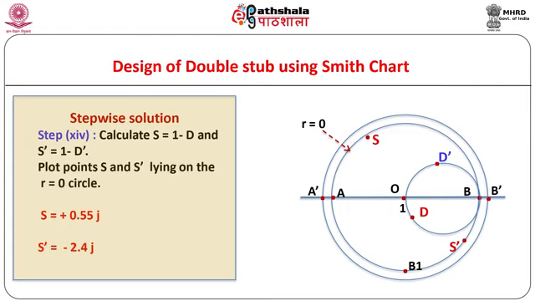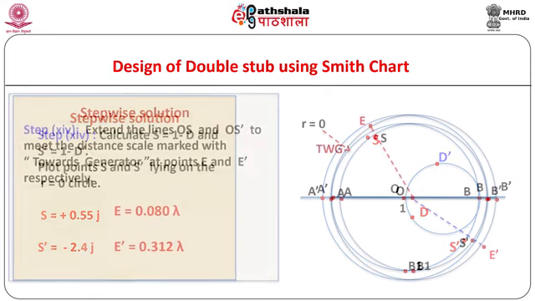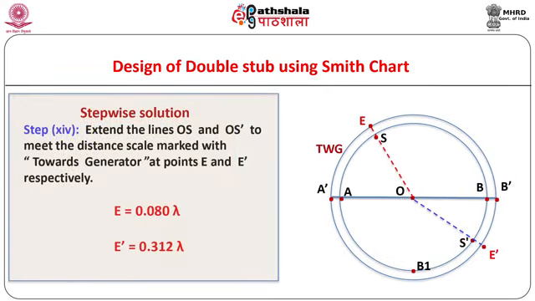Step number 14. Calculate S is equal to 1 minus D and S dash is equal to 1 minus D dash. Plot points S and S dash on the Smith chart, which will obviously lie on the R equal to 0 circle. Step number 15. Extend the lines OS and OS dash to meet the distance scale marked with towards load at points E and E dash respectively.